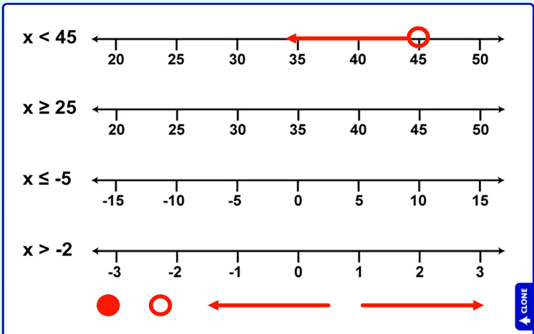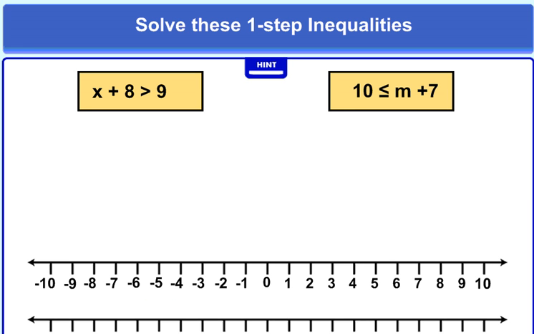The second example, x is greater than or equal to 25. Well, since there's that equal sign, there's that closed dot, that means 25 is good. And it says greater than, so everything is going to the right. I'd like you to finish those next 2 graphs on your notes page before we move on to some solving.